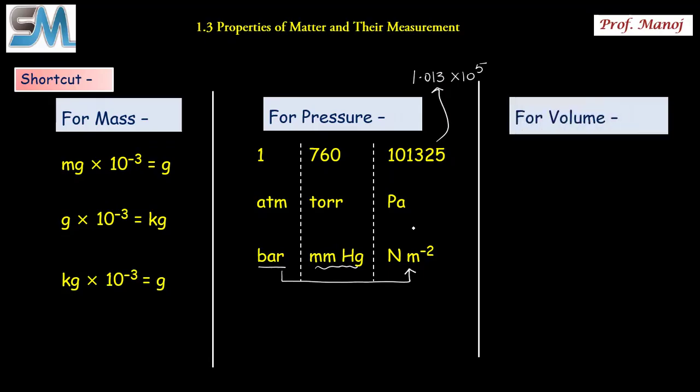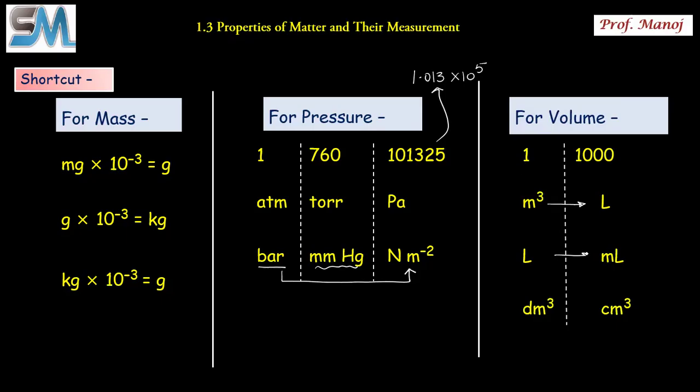Similarly, for volume, you can write down 1 and 1000. Simple, 1 and 1000. Now remember the conversions. Meter cube and liter, liter and milliliter. Liter is the same as dm cube, milliliter is the same as cm cube. Draw a line and you can understand the conversion. 1 meter cube is 1000 liter. 1 liter is 1000 milliliter. And that is the same for the third one.